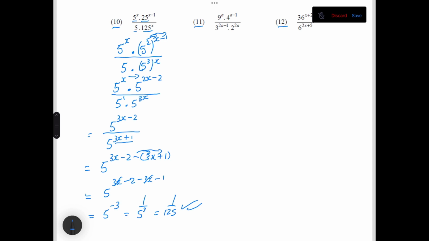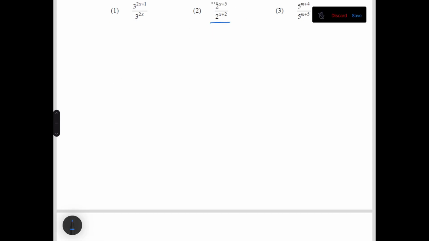Now you try the second one and then post your answer in the comments. And also number 12. And then you post your answer in the comments. Right, I'll do the one in the middle. You do number 1 and number 3.